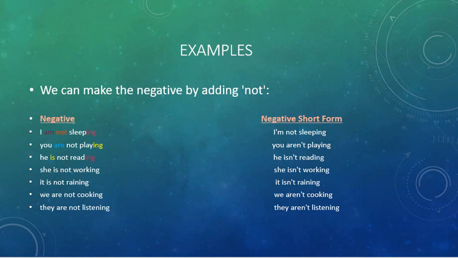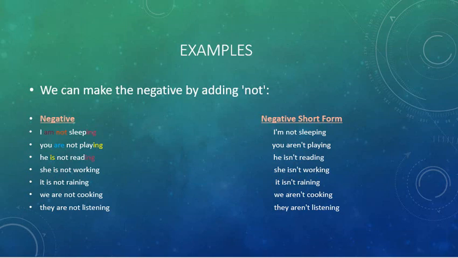Yo no estoy durmiendo en estos momentos, claramente. Como el am no puede ser contractado con el not, entonces la forma contractada o la forma negativa corta sería que nosotros vamos a contractar el I y el am. Los vamos a unir. En vez de decir I am not, vamos a decir I'm not sleeping. I'm not sleeping. Y no estoy durmiendo. Significa lo mismo, pero una es más cortita o más fluida a la hora de hablar.